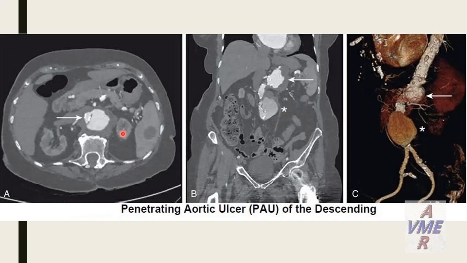This is the picture of penetrating aortic ulcer. We have outbouching contrast, and we have here calcification of the intima, and this is a form of sacral aneurysm. So this is penetrating aortic ulcer of the descending aorta.